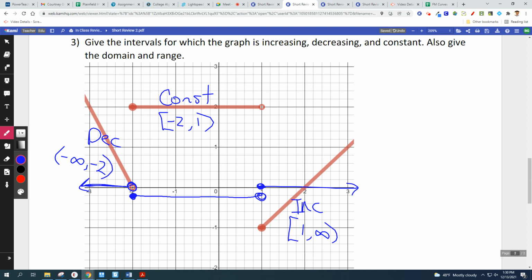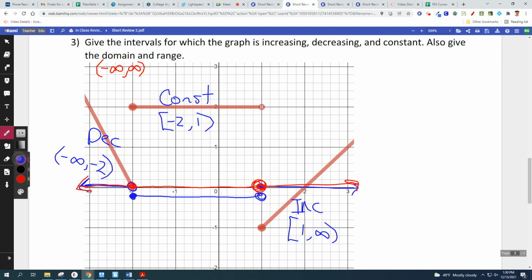The domain and the range. Domain is the overall x values. And so we can put it all together. This graph is going to go to here, and then the constant part's going to fill in the circle and take us to here, and then the increasing part's going to fill in the circle and take us to here. It looks like the domain is going to be all real numbers.